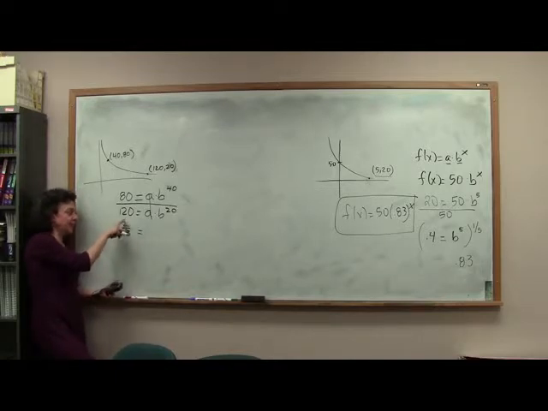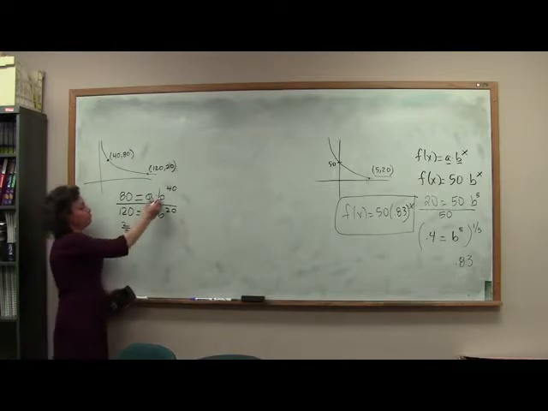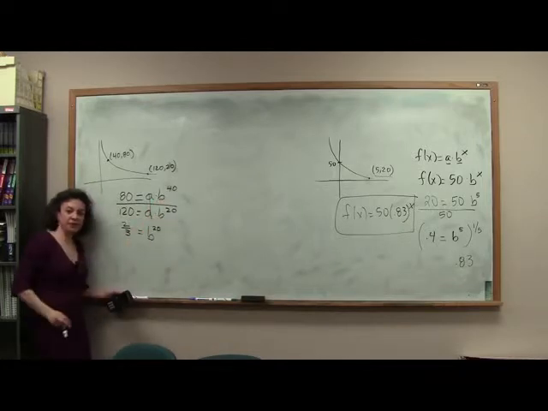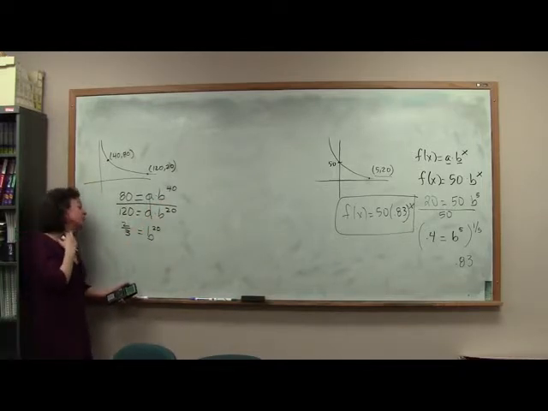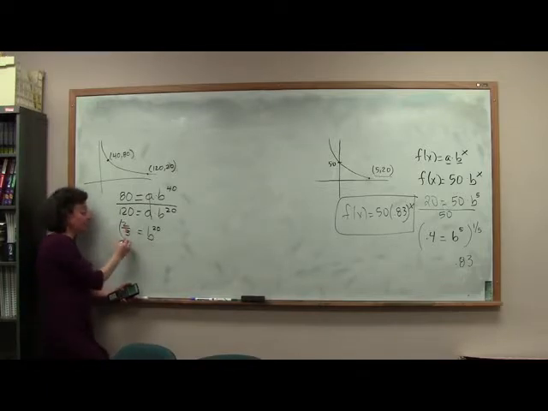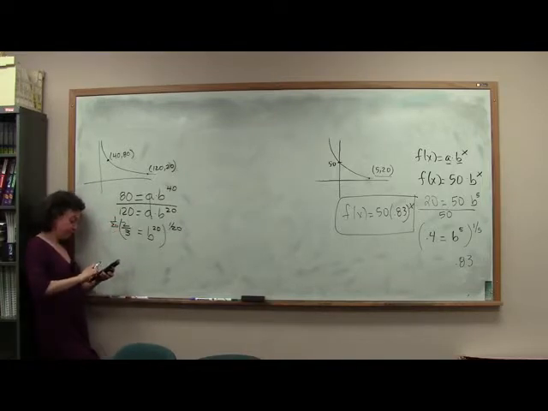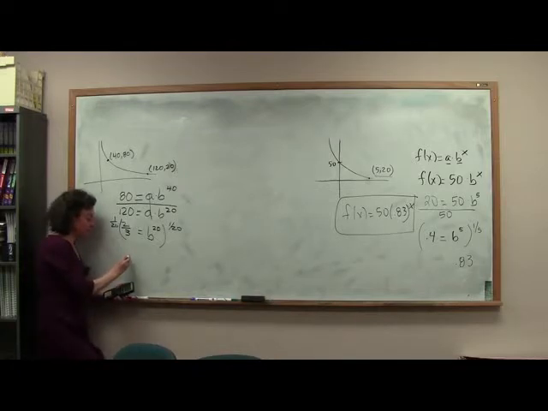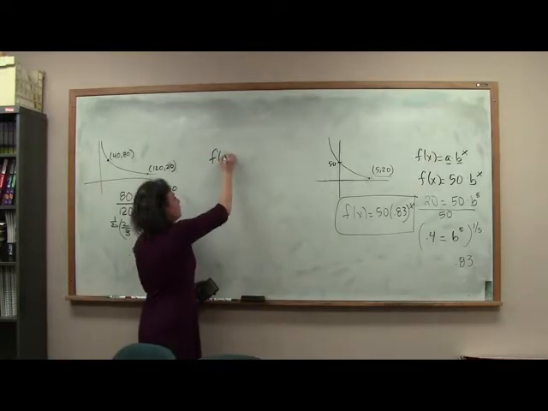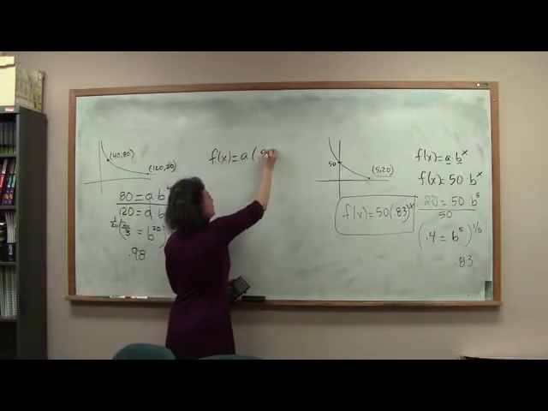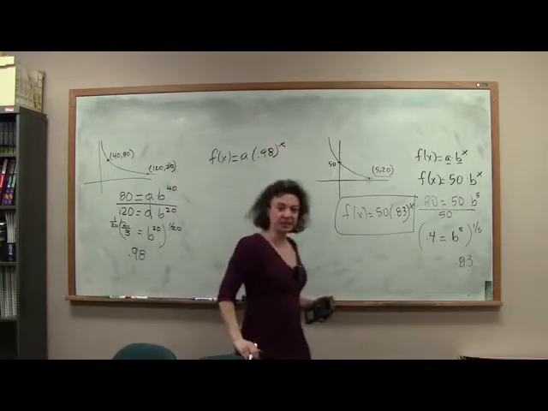You could write it as 80 over 120. You don't even have to reduce it if you don't want to. And b to the 40th divided by b to the 20th is b to the 20th. Remember, when you divide two things with the same base, you subtract your exponents. Well, in order to get b, I raise both sides to the 1 over 20th power. And if you compute that, you're going to get b to be about 0.98. So at this point, I have a times 0.98 to the power of x.